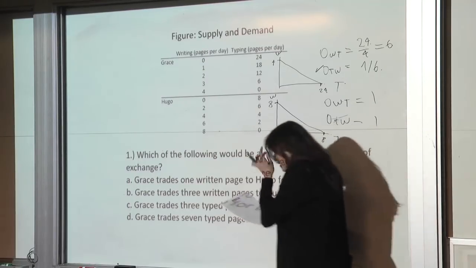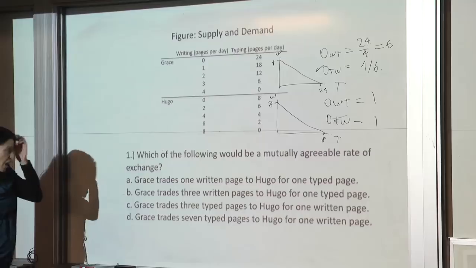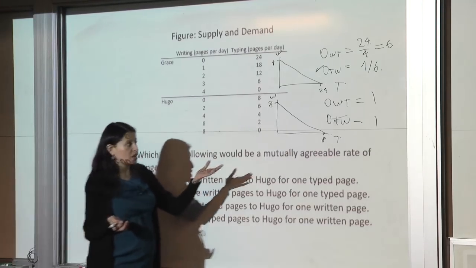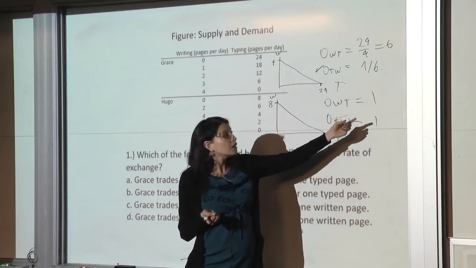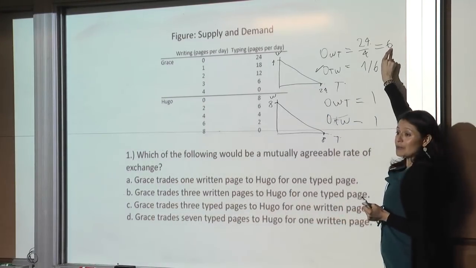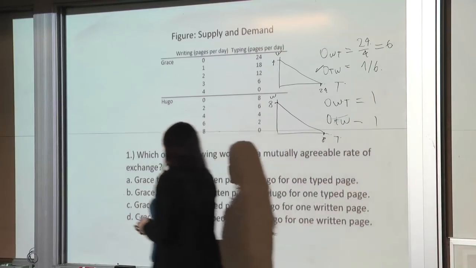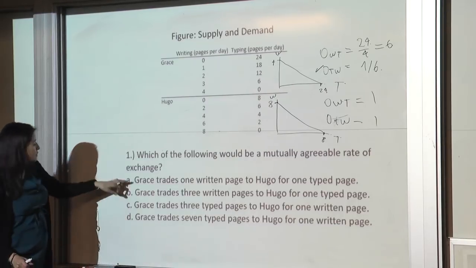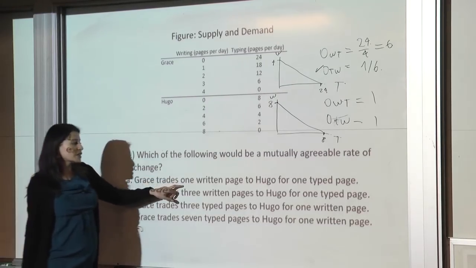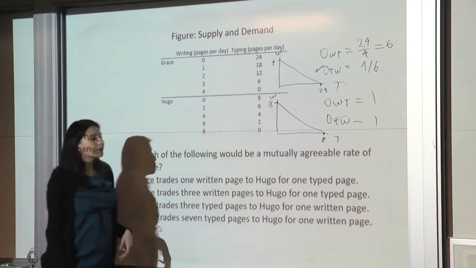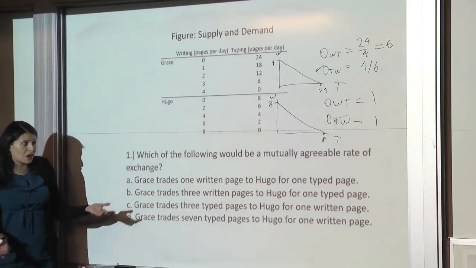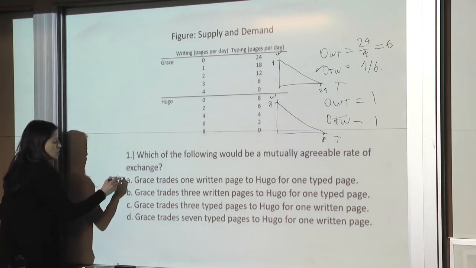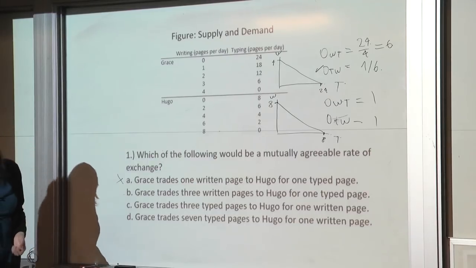Okay. So having said that, we have the following here. Which of the following will be mutually agreeable? So she's going to exchange as long as it's cheaper for her than giving up these 6, right? So A, Grace trades 1 written page to Hugo for 1 type page. Well, that's not a good business for Hugo because he does the same if he does it by himself, right? So this one is not an agreeable case.